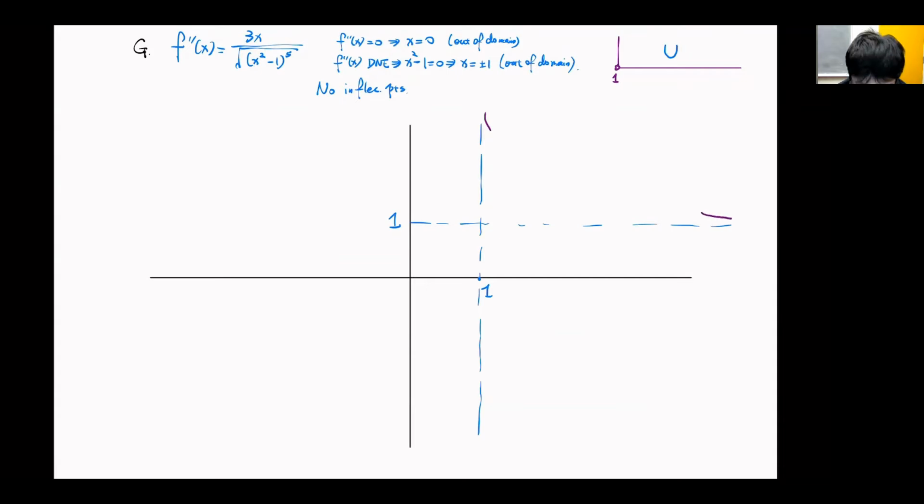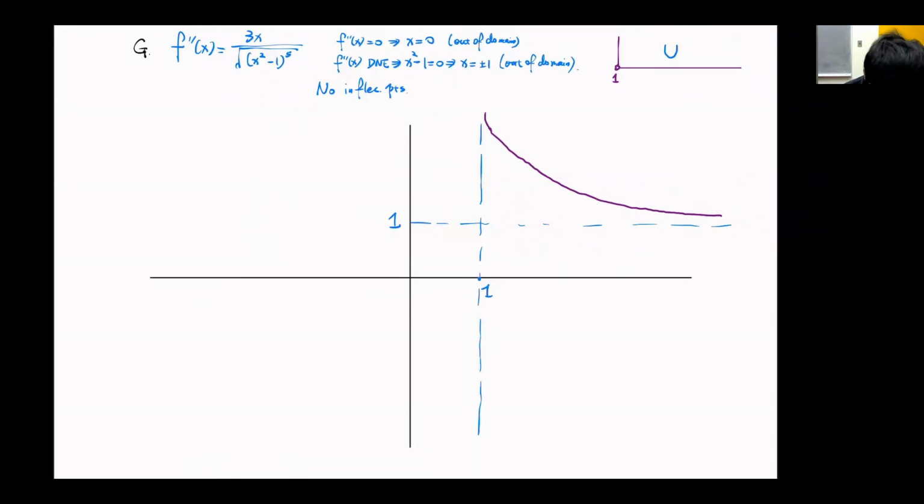There's no local max, local min, or inflection points, so there are no other special function values, and we can directly connect these two pieces. Since the function is decreasing in a way that is concave upwards, we can connect these pieces like this. All right, so this will be the graph for f of x when x is greater than 1.